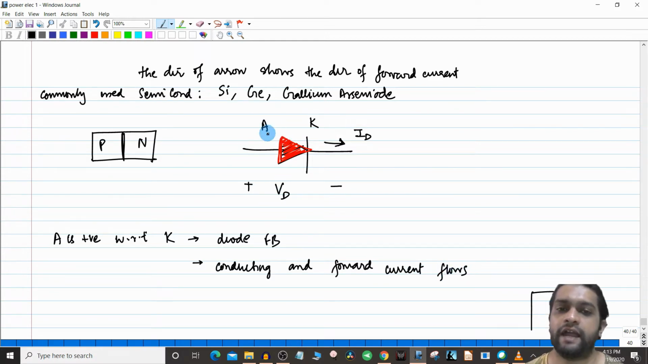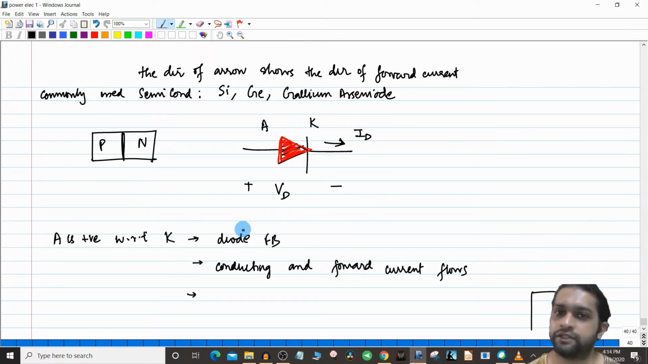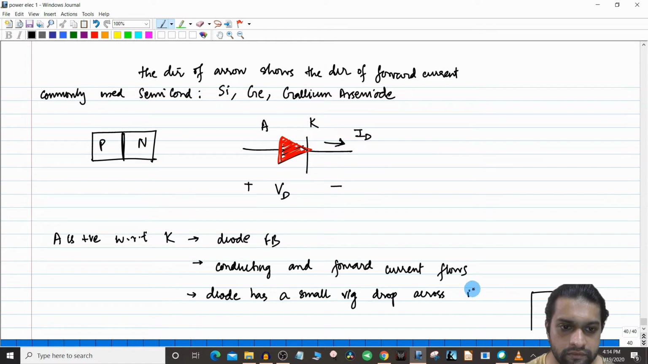Now inside this diode itself you will have a small voltage drop. That voltage drop is called the forward voltage drop of the diode. The diode has a small voltage drop across it, which is called the forward voltage drop of the diode.